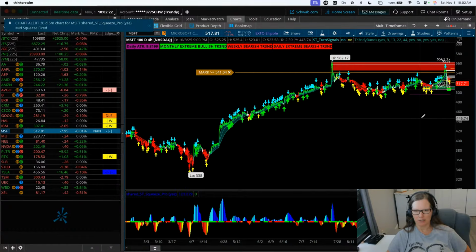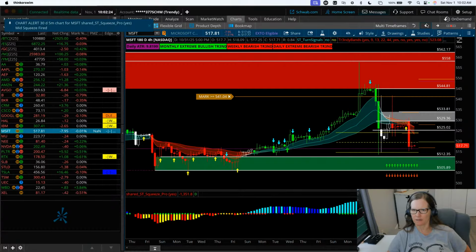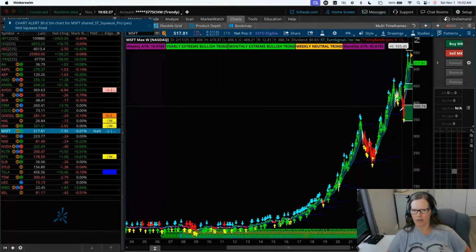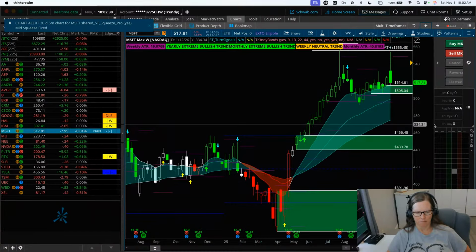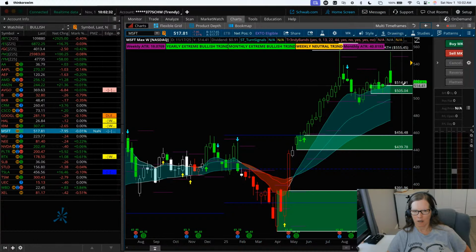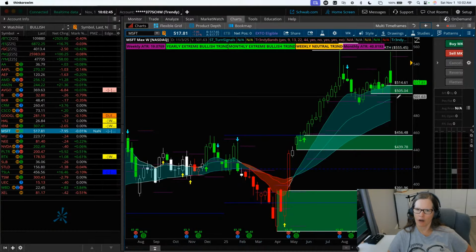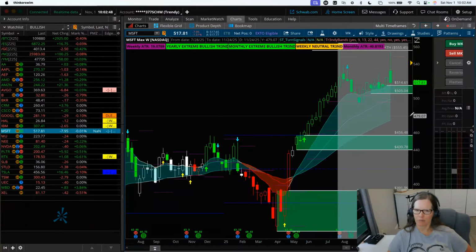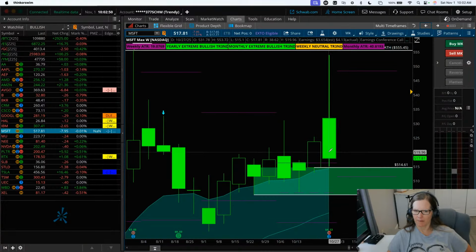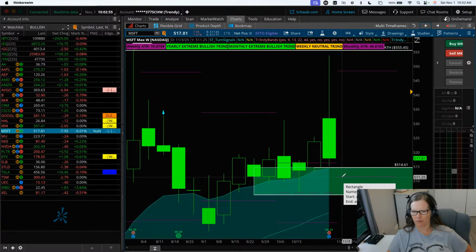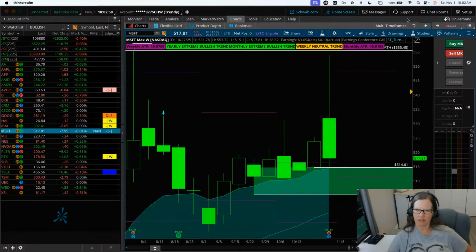I told you Microsoft is a name that I might consider trading via MSFU. Here's the reason. You see this weekly zone that was created here? 514.61 to 505.04. It's lining up with the weekly EMA here. Also, you have the November lower monthly edge in this zone.